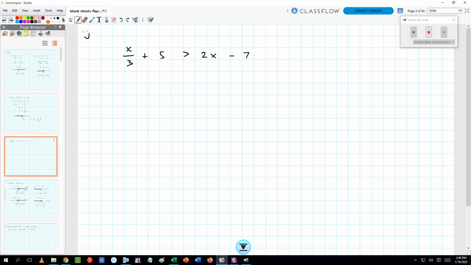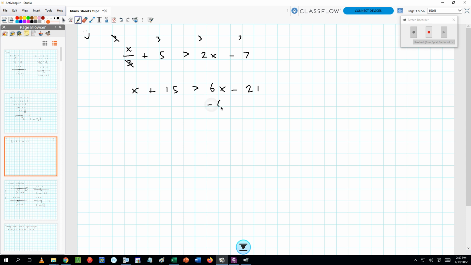Problem here with a fraction. I'm going to go through and just quickly multiply everything by 3. That will allow these 3's here to cancel. I have an x plus 15 greater than 3 times 2, 6x, and 3 times 7, 21.